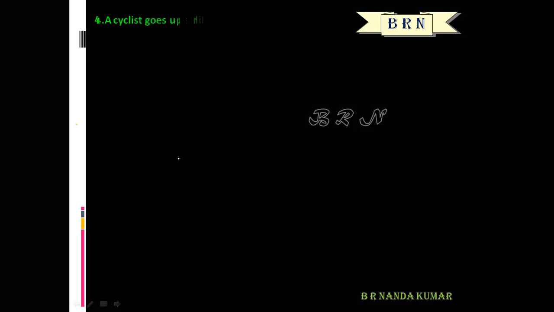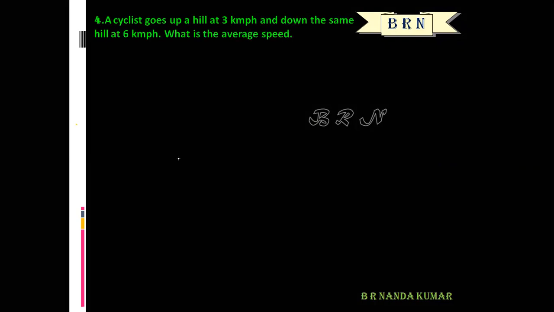Okay, so the next problem. This is numerical number 4. A cyclist goes up a hill at 3 kilometers per hour and down the same hill at 6 kilometers per hour. What is the average speed?